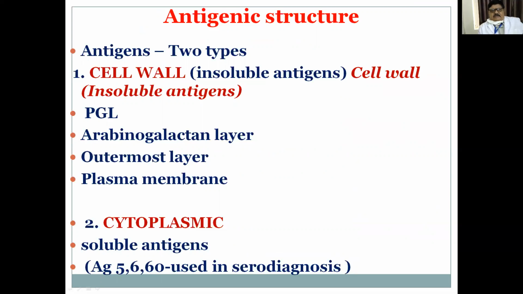So antigenic structure we have discussed, and in the cell wall, we have insoluble antigens. The cell wall insoluble antigens are the PGL, that is the peptidoglycan layer, the arabinogalactan layer, the outermost layer, and the plasma membrane. These are cell wall insoluble antigens. Cytoplasmic, that is in the cytoplasm, soluble antigens are there. 5, 6, and 60, they are used for serodiagnosis.